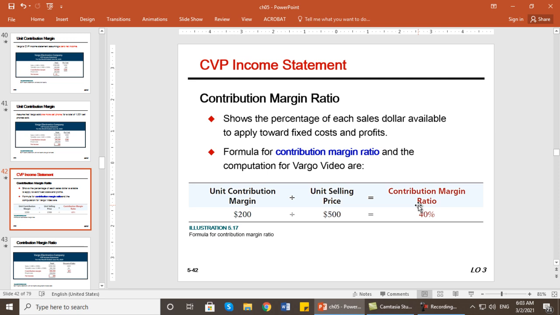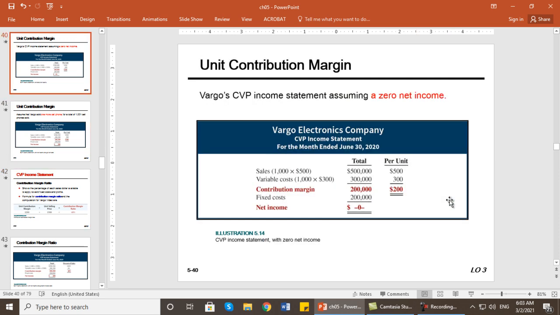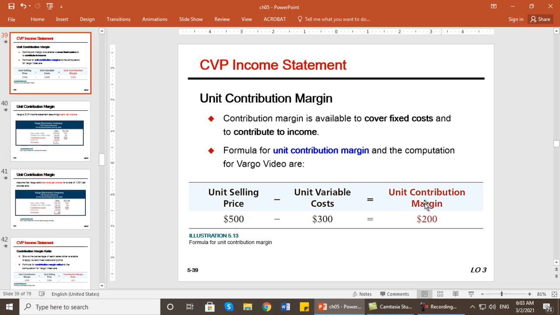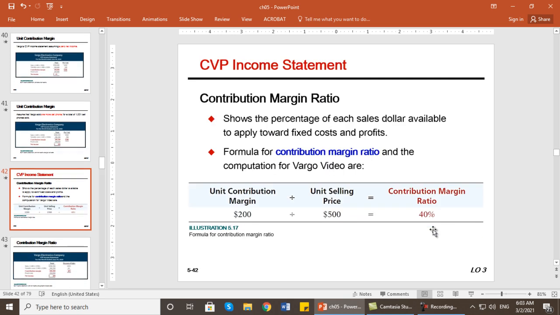So we can show contribution margin as a number, unit contribution margin as a dollar amount 200, or we can express unit contribution margin as a percentage of the selling price, 40%. The same thing, contribution margin $200 or contribution margin ratio 40%.